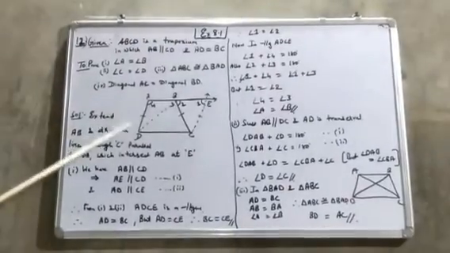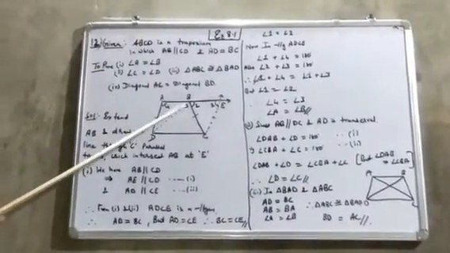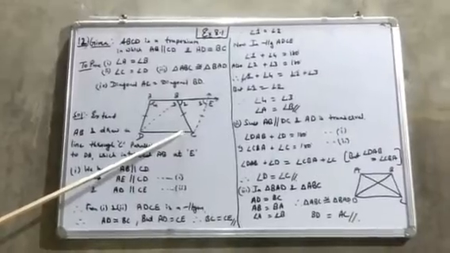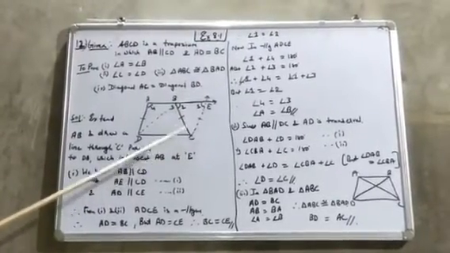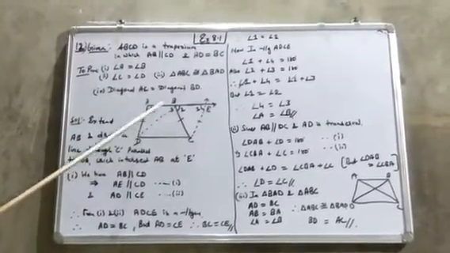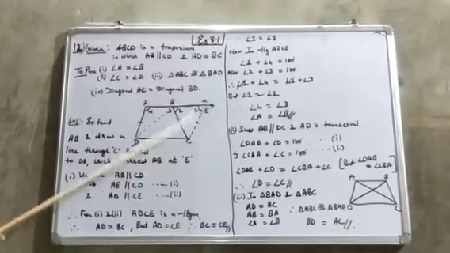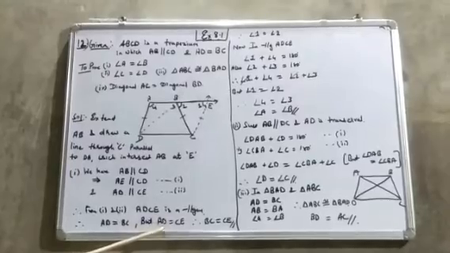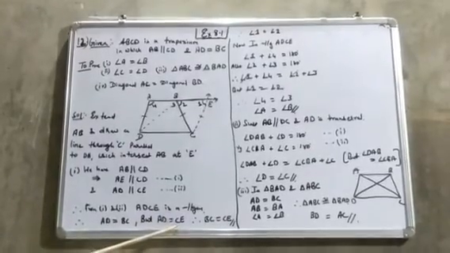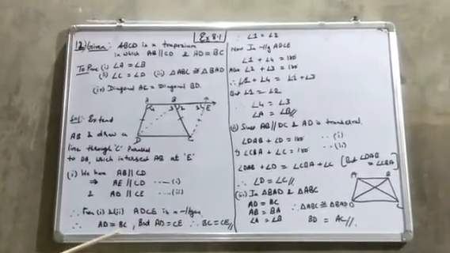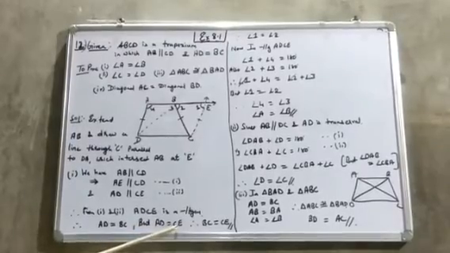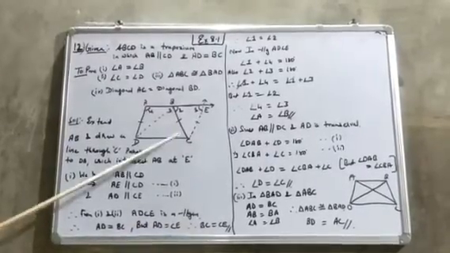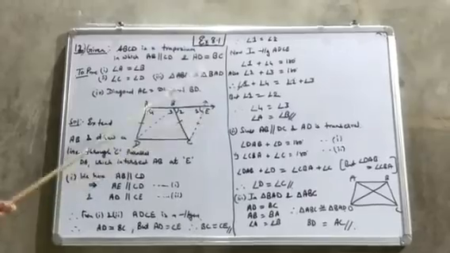Now further, using what they have given, AD is equal to BC, and AD is parallel and equal to CE. So here AD is equal to BC, but already AD is equal to CE by construction. So can we say BC and CE both are equal? Yes, BC and CE both are equal.